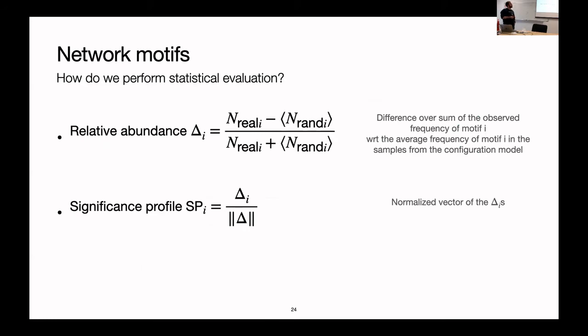So how do we perform statistical evaluation? In general, we use the relative abundance, which means that we compute the frequency of each motif i, and we compare the frequency in the real network with the average frequency in the randomized networks. We do this for every motif. Then we glue together all the delta i's in the significance profile of a network, which is basically a normalized vector, a collection of all the delta i for every motif.